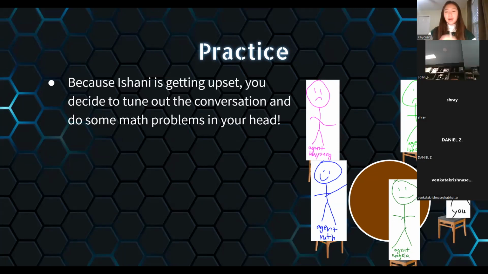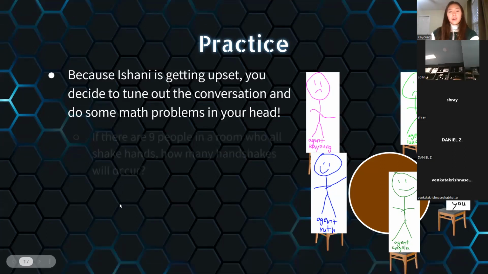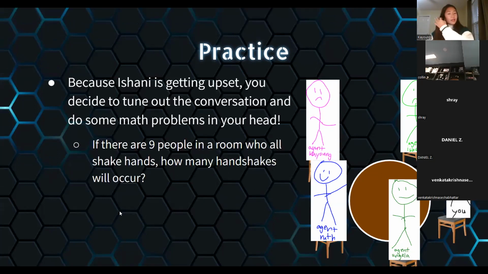Maybe you are one of those math lovers that just think about math, you know? So if there's 9 people in a room who all shake hands, how many handshakes will occur? You can use the formula or just reason it out if you want to. And you might need a calculator. Because, well, actually, no, you don't. You can do this in your head.